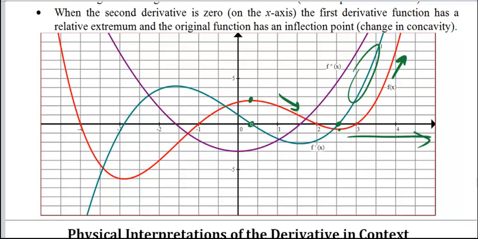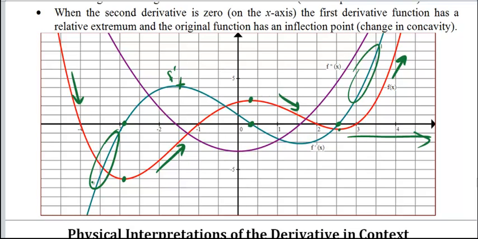And we have a maximum on f right where f prime crosses the axis. When f prime is equal to 0, we have a minimum right here on the original function. In between these two places, notice that up here f prime is positive, so that means the original f is increasing. Over here, the original f is decreasing, and we see that f prime is negative.